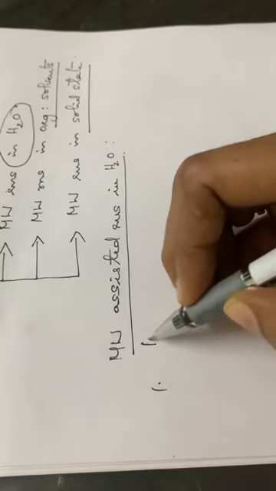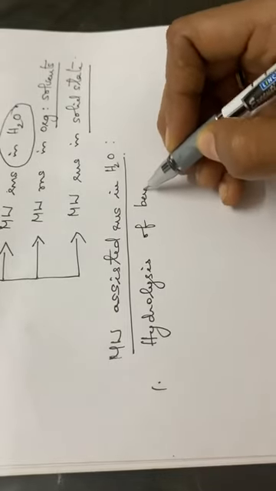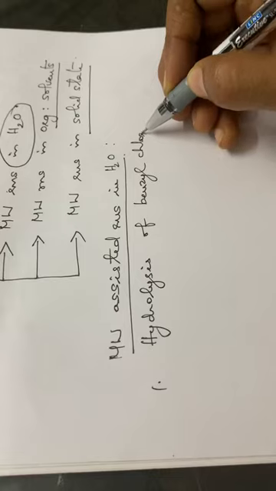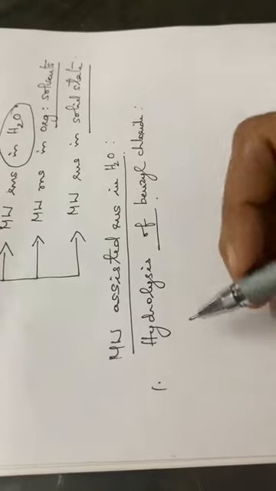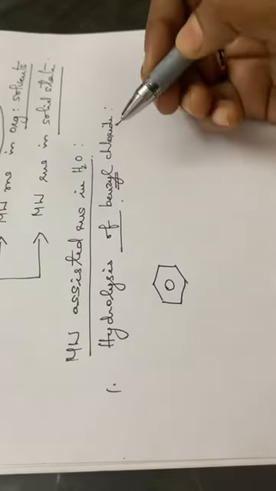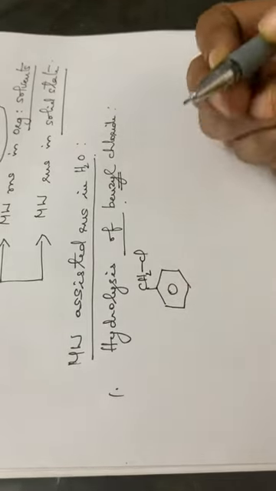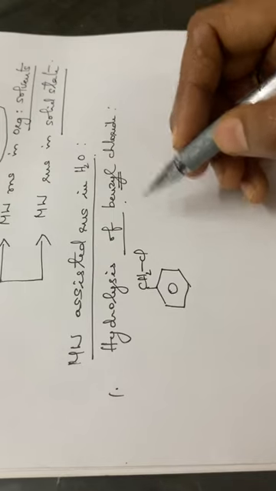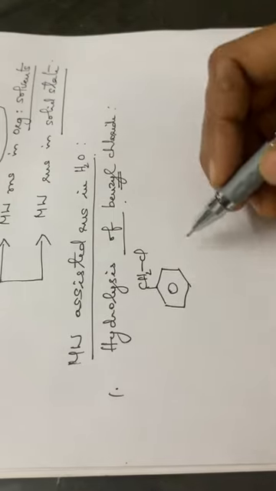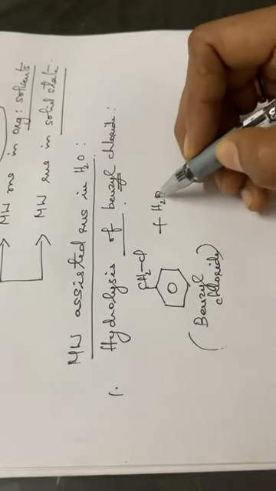So the first example given in your textbook is the hydrolysis of benzyl chloride. See here, benzyl means C6H5CH2Cl. If it is benzoyl, then it will be COCl. So C6H5CH2Cl, that is benzyl chloride.